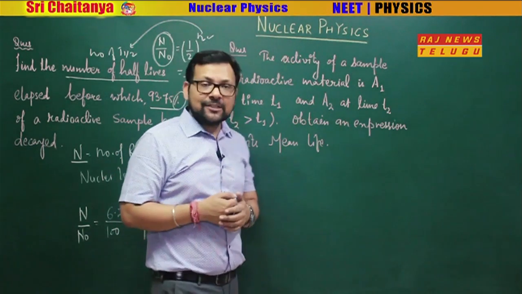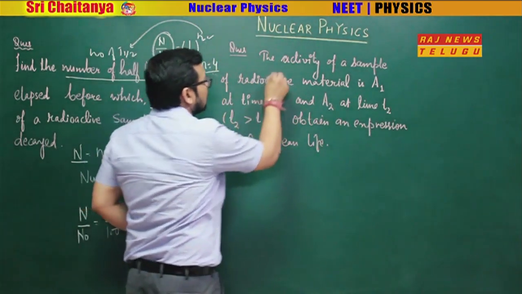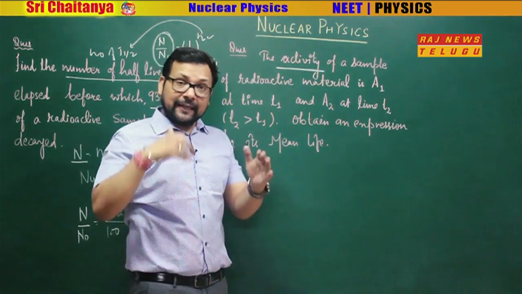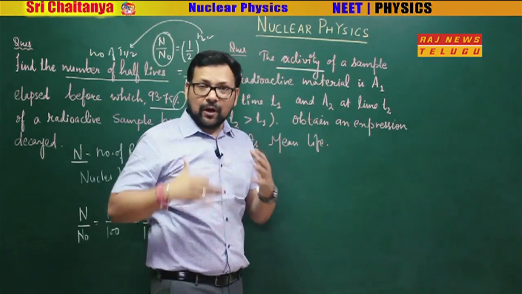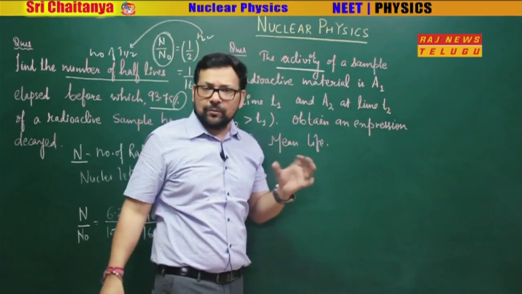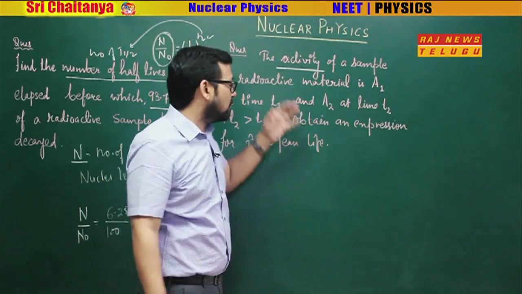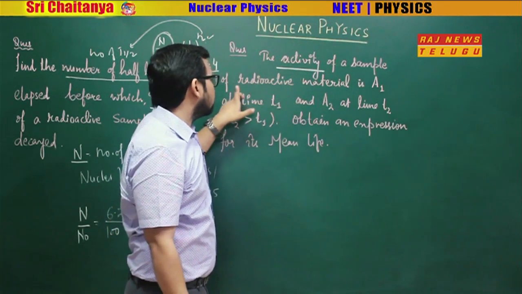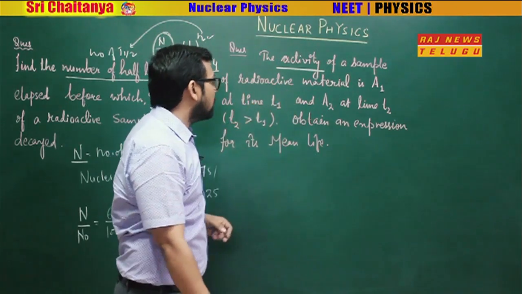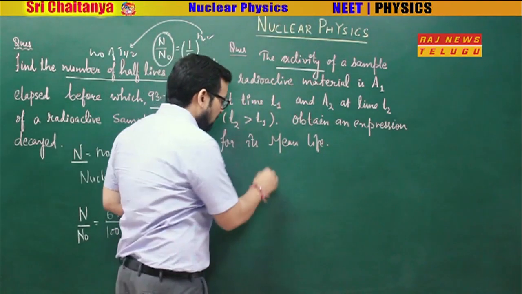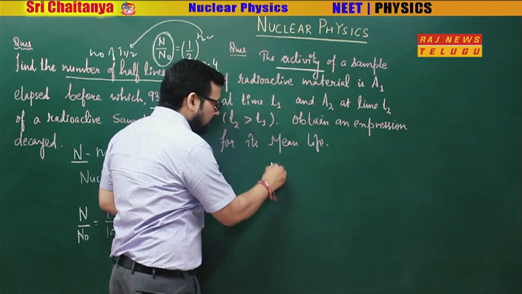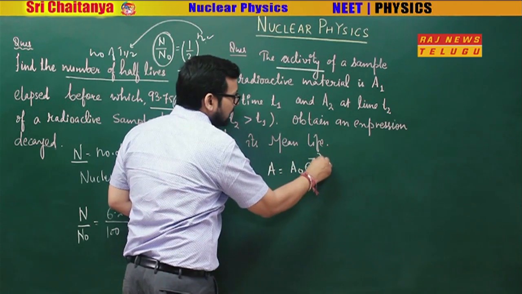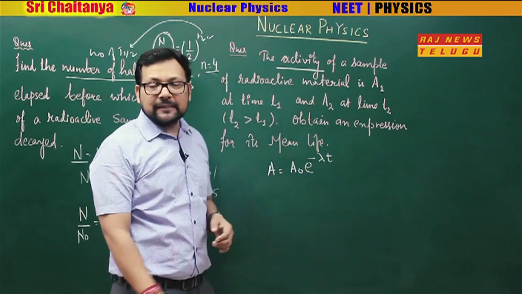Now moving to the next question. This question is based on activity. First we will read the question, then again apply analytical skill: what formula, the stepwise relation of the formula, the mathematical knowledge of that concept, that is numerical. The activity of a sample of radioactive material is A1 at time T1. If you remember the activity formula, that was A is equal to A naught e raised to power minus lambda t.